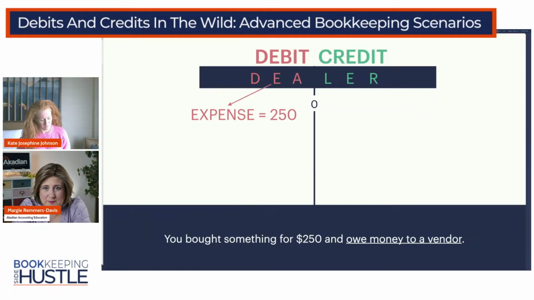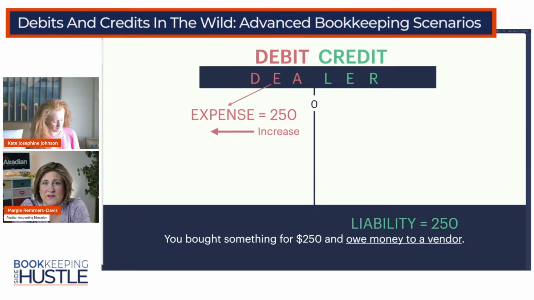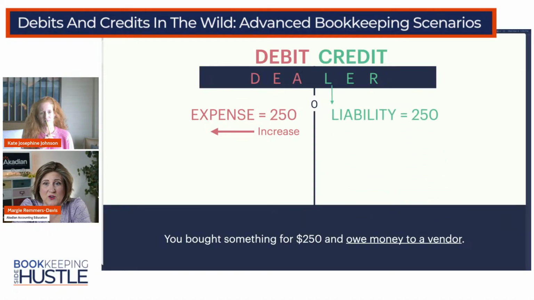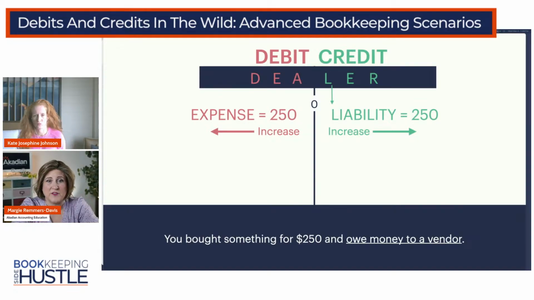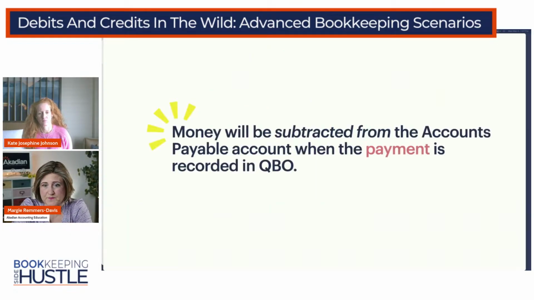So we have an expense that increased, and expenses increase on the left side. We have a liability that increased, and liabilities increase on the right side. We talked last week about how increase and decrease can be confusing. So if you just think in your brain, is there more or is there less? There's more expenses and there's more liability. Okay, so that's what you're going to see in the debits and credits when you record a bill. Now, money is going to be subtracted from that accounts payable account when that payment is recorded on that bill.